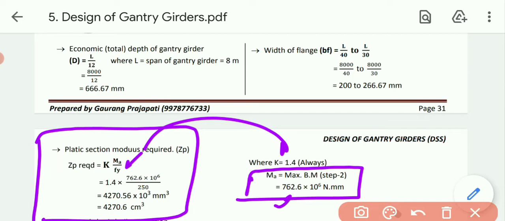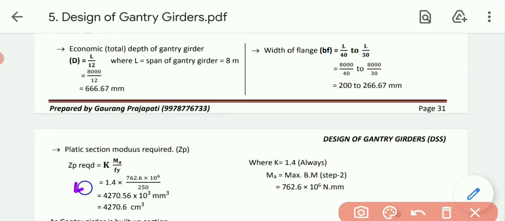So let's convert it into Newton mm. Now moving forward, let's put down this value over here. So 1.4 MA, that is 762.6 into 10 raised to 6, and Fy, that is 250 Newton per mm square. By simplification, we will get the answer 4270.56 into 10 raised to 3 mm cube. Let's convert it into centimeter cube, multiply by 10 raised to minus 3, sorry.